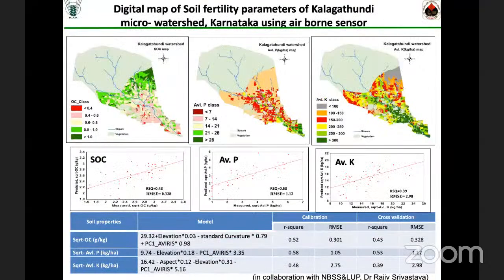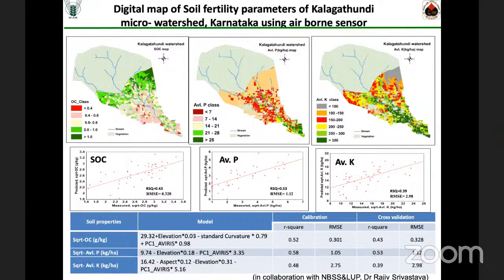Then quickly, this is the digital soil map, again a new concept coming up worldwide. If you have satellite data, multiple satellite data, then within no time, in a cultivated field, you should be able to get organic carbon, available P and available K. These are some of the research efforts we are trying to do, and this is the science behind it. Because of the time constraint, I won't be able to deliberate more in detail about that.